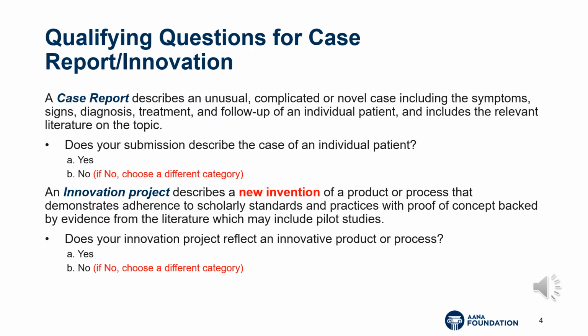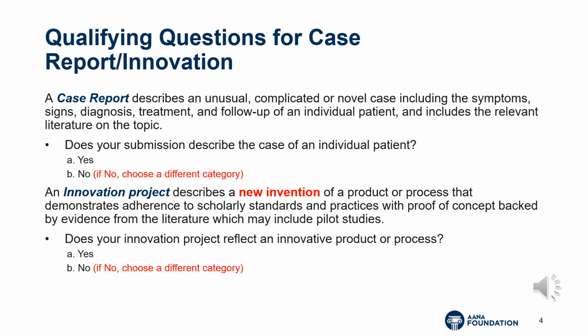Here are the qualifying questions for case report or innovation projects. A case report describes an unusual, complicated, or novel case, including the symptoms, signs, diagnosis, treatment, and follow-up of an individual patient, and includes the relevant literature on the topic. So the qualifying question for a case report is, does your submission describe the case of an individual patient? If the answer is yes, then you will have the right category. If the answer is no, you should choose a different category.